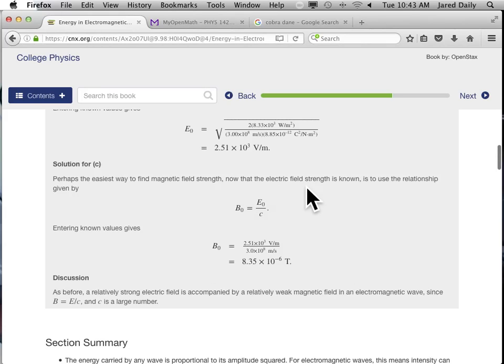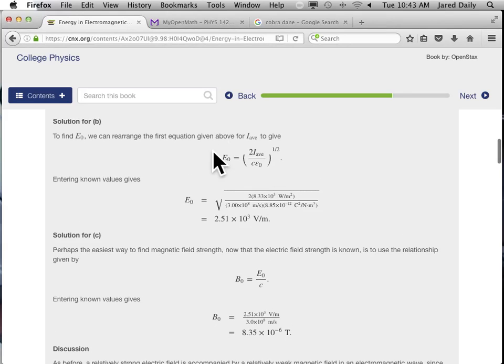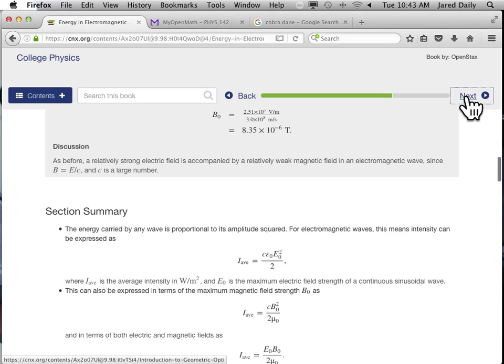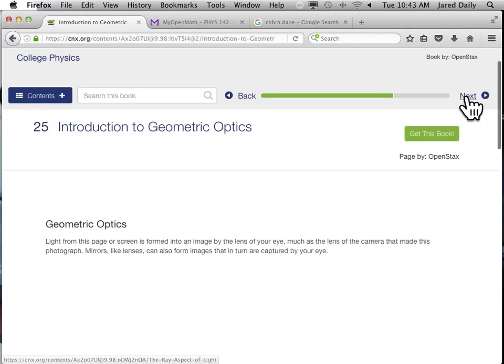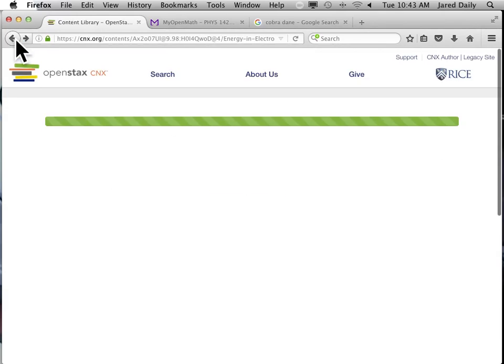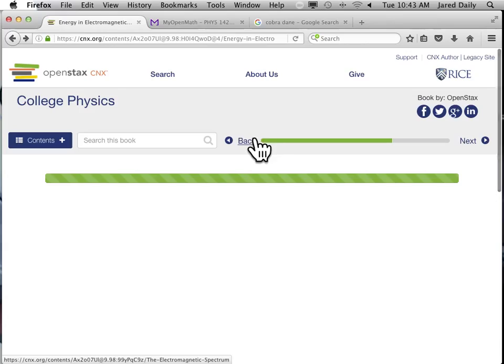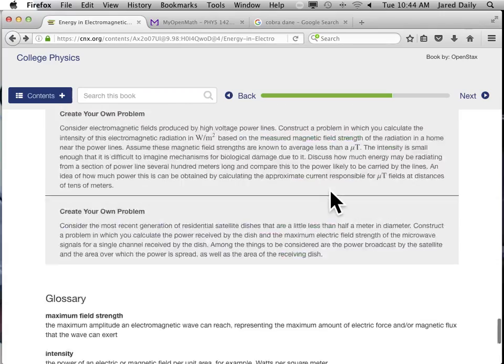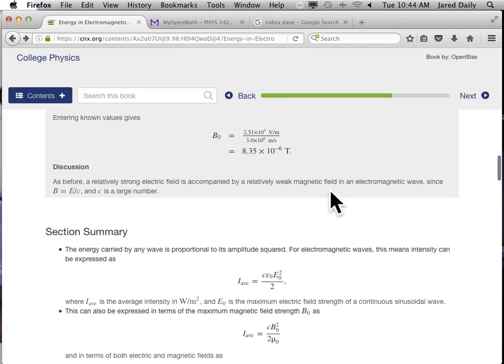And then for the magnetic field strength, the easiest way is to just use the electric field that you already have. You've already calculated the electric field from the peak intensity, or from the average intensity. So you just use that one, divide it by c to get the magnetic field, and you're good to go. It's pretty simple, just plugging things into simple equations, nothing very difficult in that chapter. And we're done. So that's chapter 24.